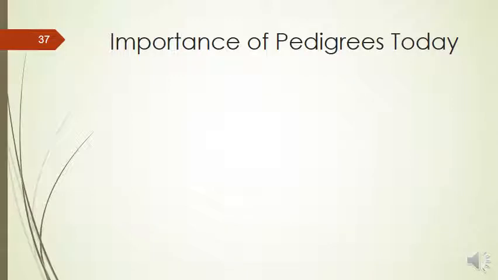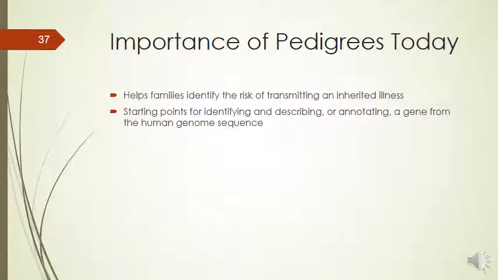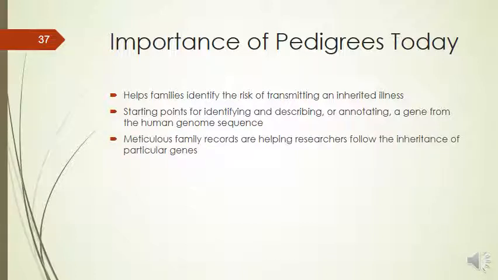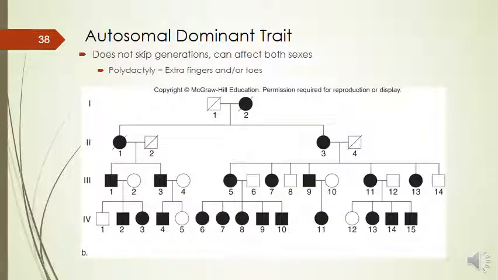The importance of pedigrees today is it helps families identify the risk of transmitting an inherited disease. It's a starting point for identifying and describing or annotating a gene from the human genome sequence. And meticulous family records are helping researchers follow the inheritance of particular genes.